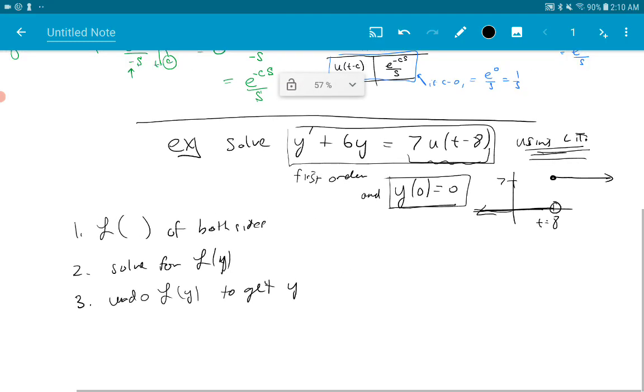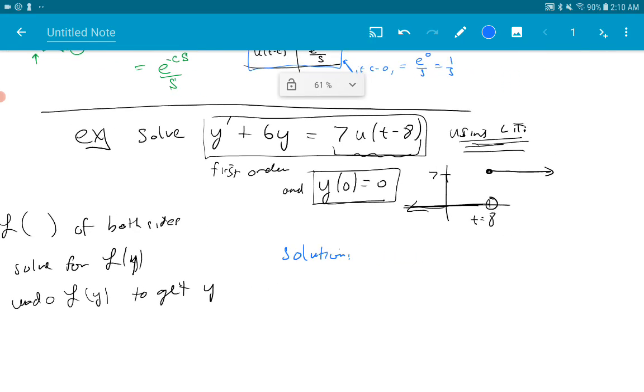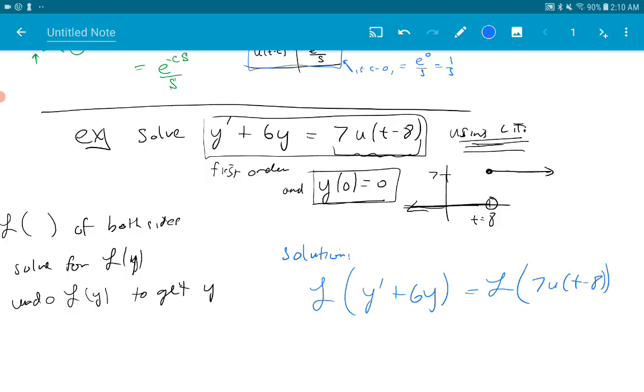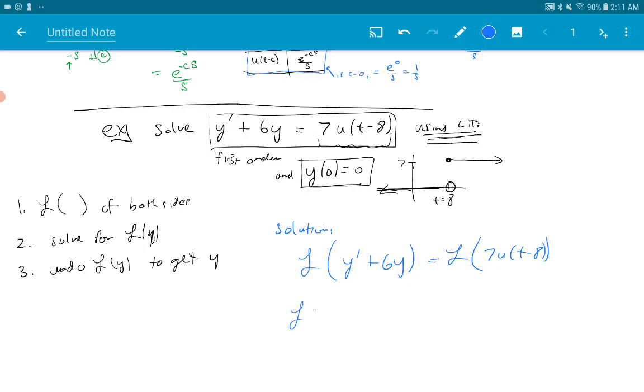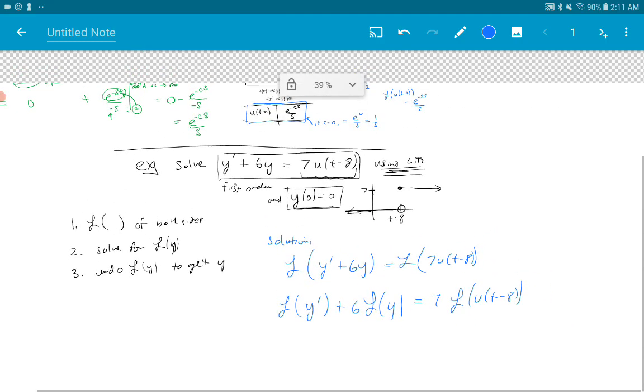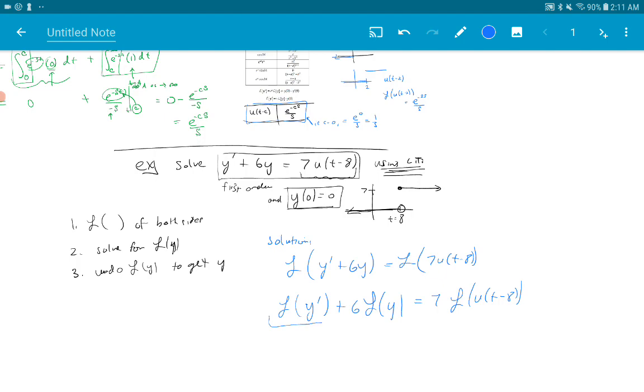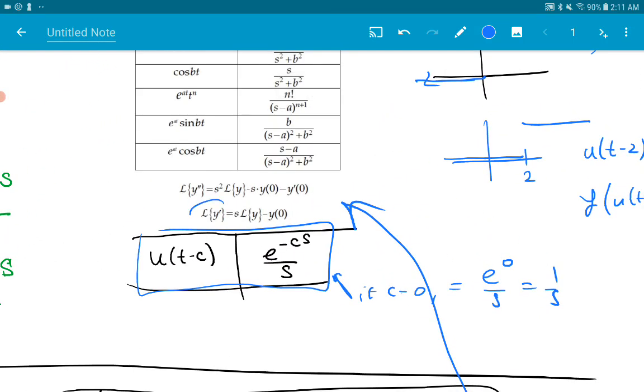All right, let's do it. If you take the Laplace transform of y prime plus 6y, that'll equal the Laplace transform of 7u of t minus 8. Remember I can split these up, so this would be the Laplace transform of y prime plus 6 L of y equals 7 L of u of t minus 8. This first one, the Laplace transform of y prime, is in our table. Let me zoom in for you. That's this one right here.